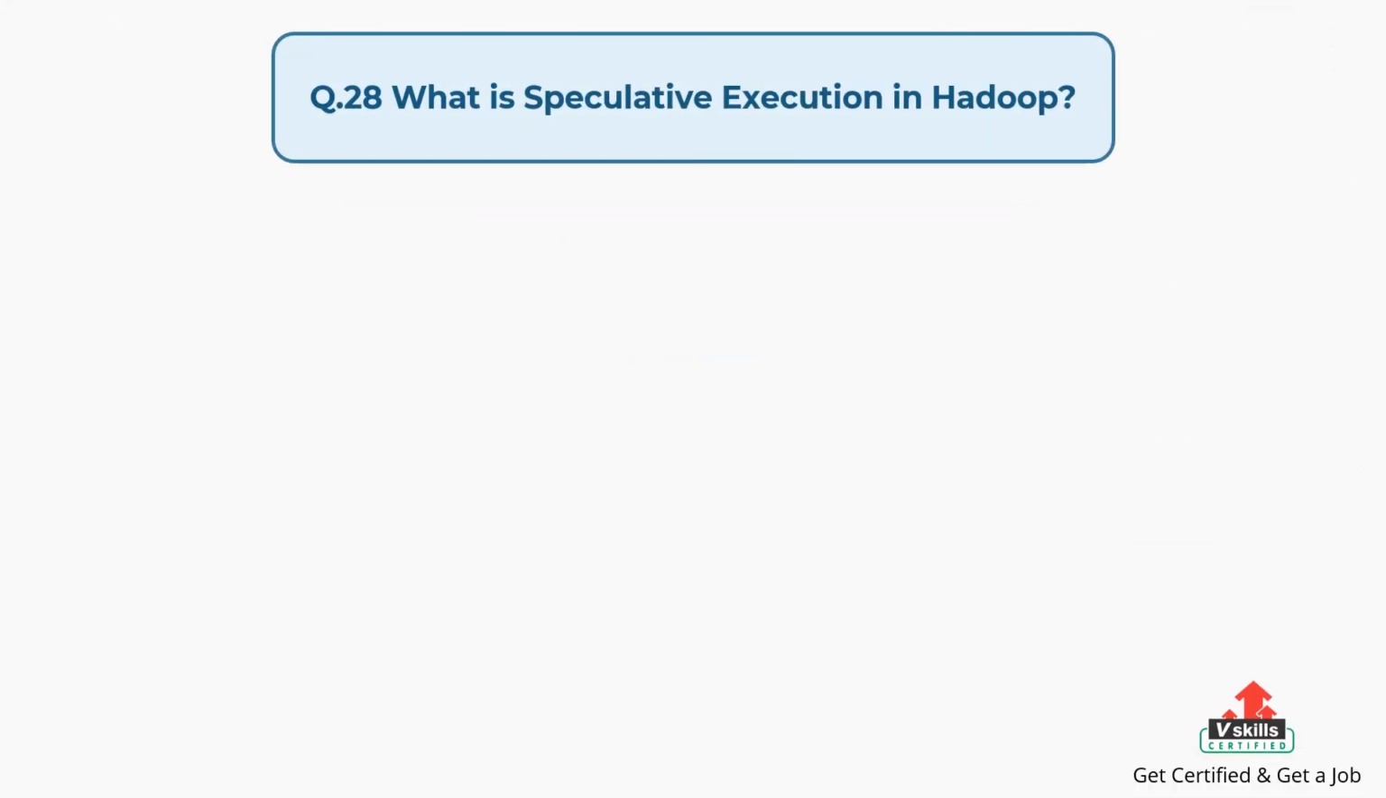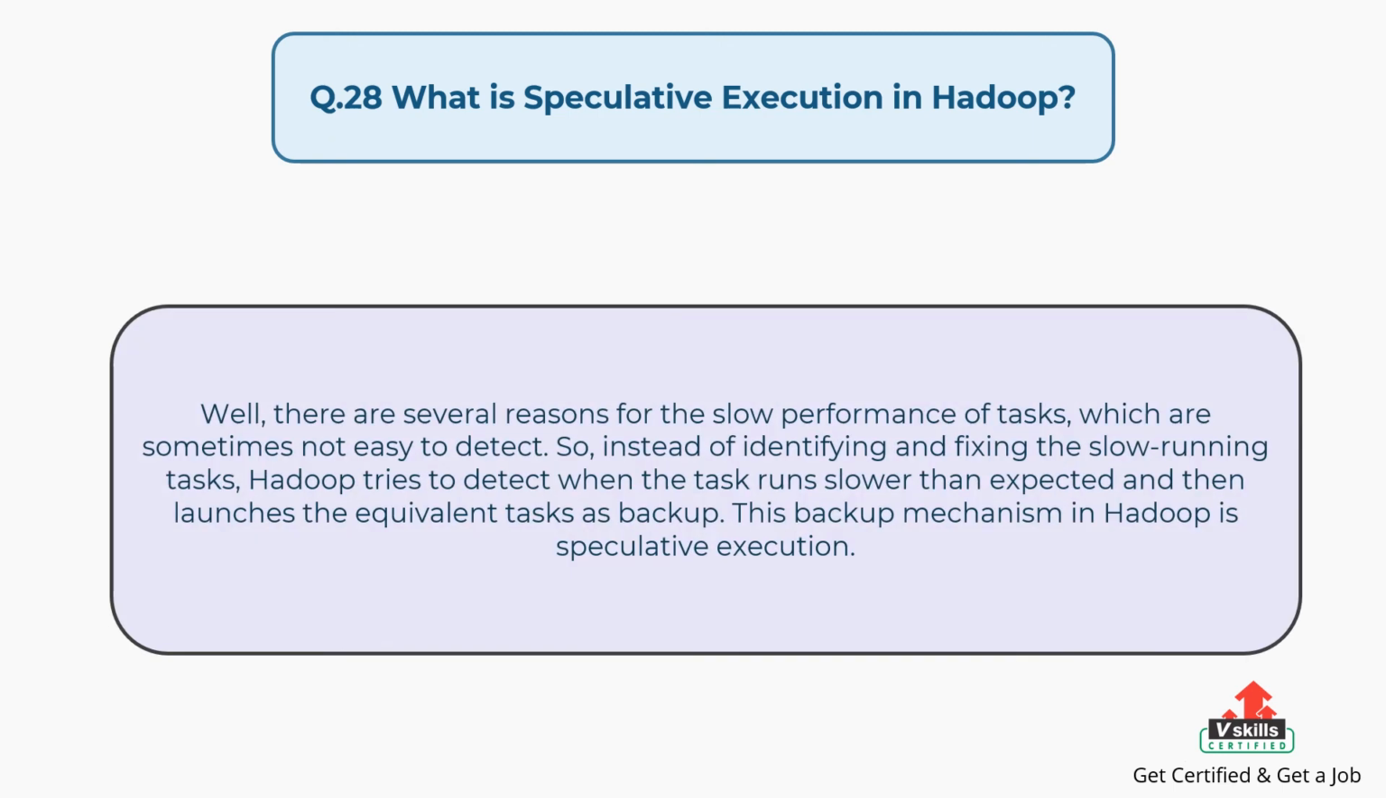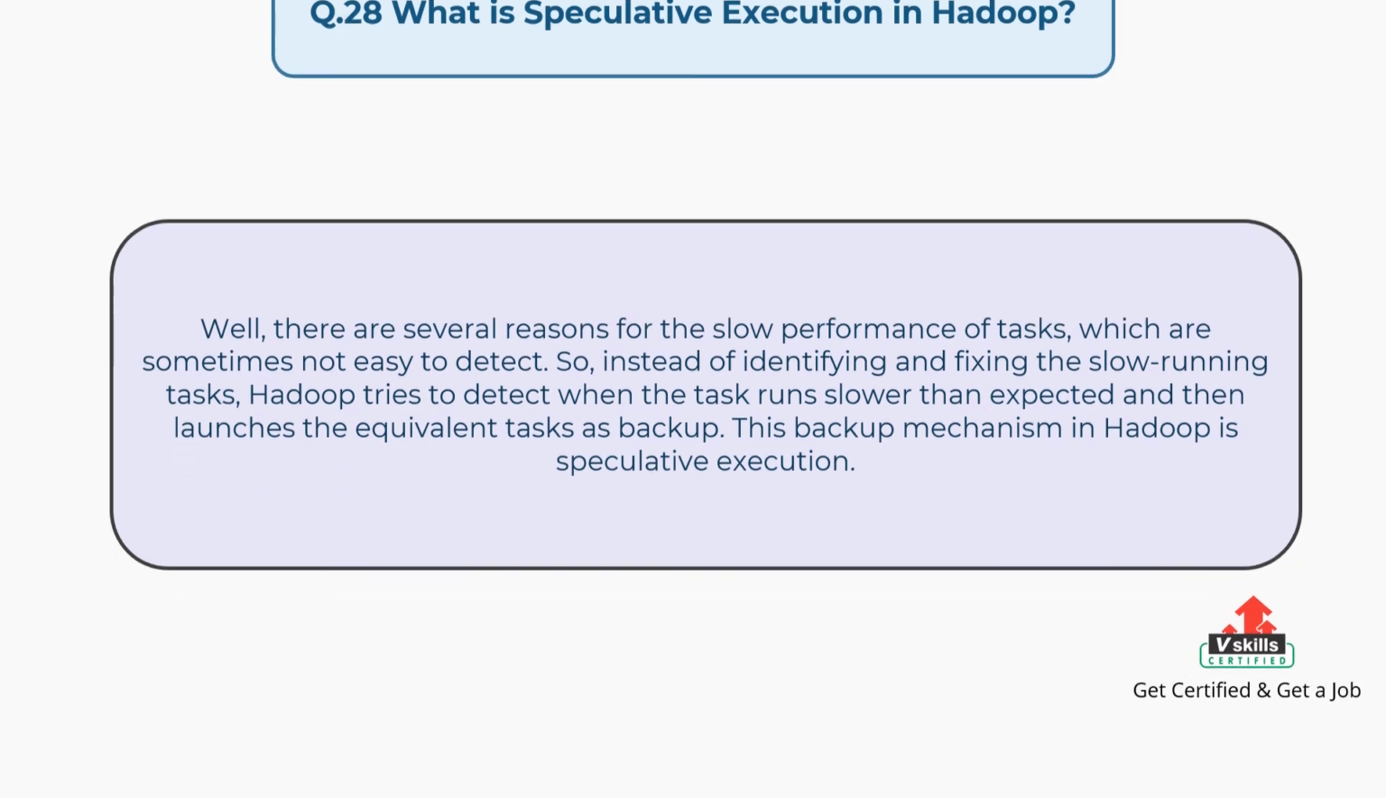Question number 28. What is speculative execution in Hadoop? The answer is, there are several reasons for the slow performance of tasks, which are sometimes not easy to detect. So, instead of identifying and fixing the slow-running tasks, Hadoop tries to detect when the task runs slower than expected and then launches the equivalent tasks as backup. This backup mechanism in Hadoop is speculative execution.